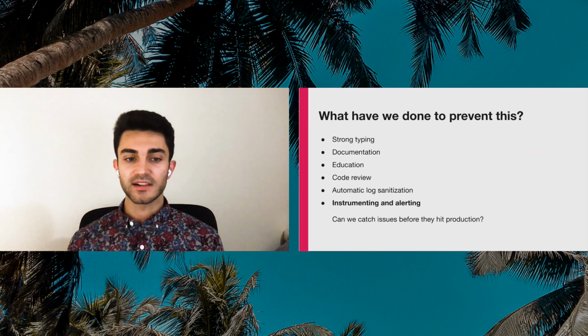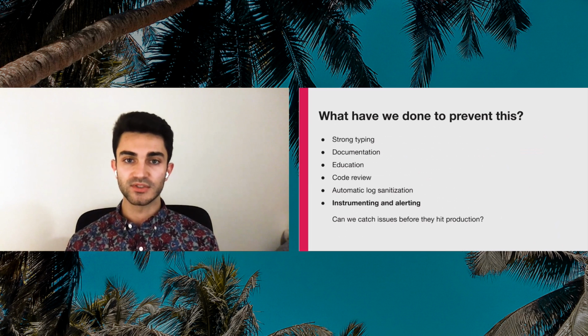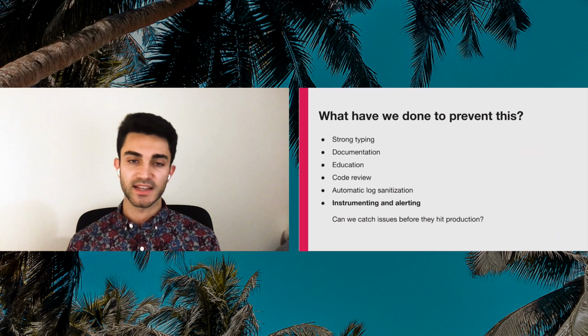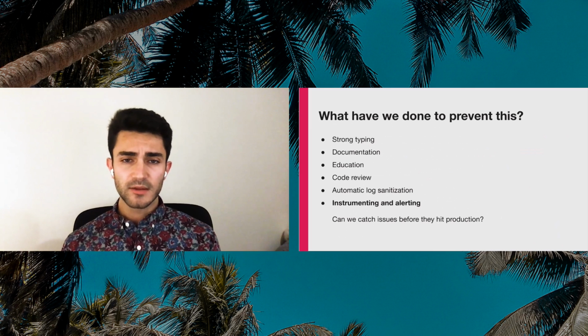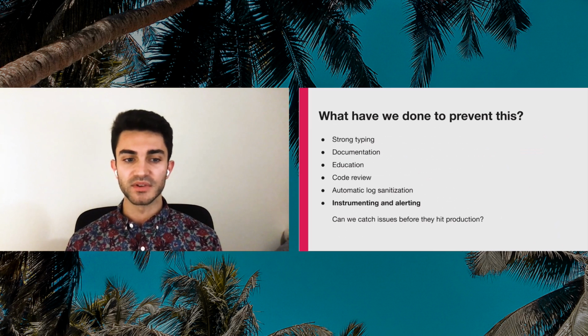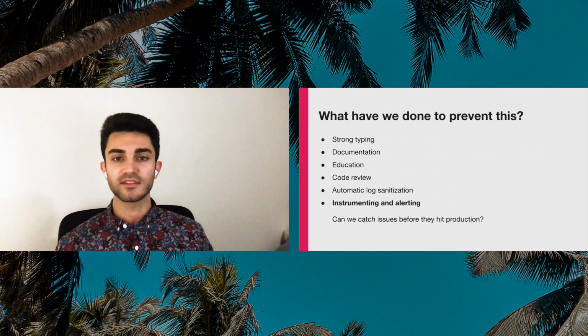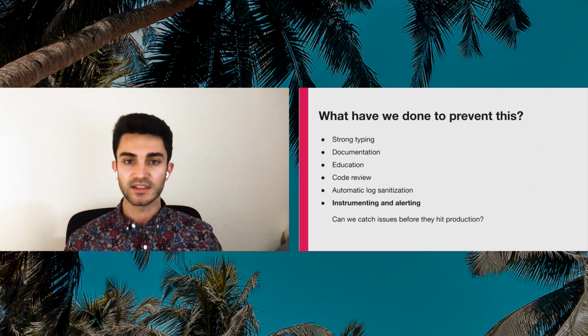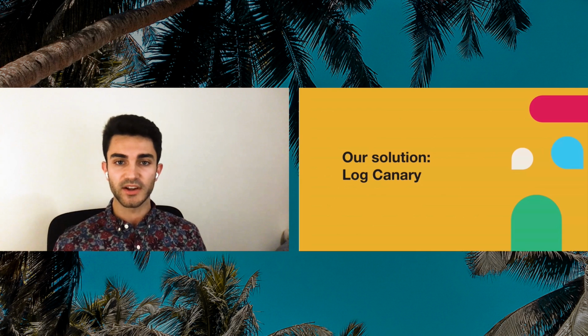Additionally, we use automatic log sanitization with scripts so that even if some information were to make it past all of the above mitigations, we try to automatically sanitize it and remove it before it ever reaches logs in the first place. But today's talk really isn't about any of those other points. Today, we're going to look at instrumenting and alerting as ways to catch issues before they reach production so we can limit any impact. So our solution is Log Canary, and it looks something like this.